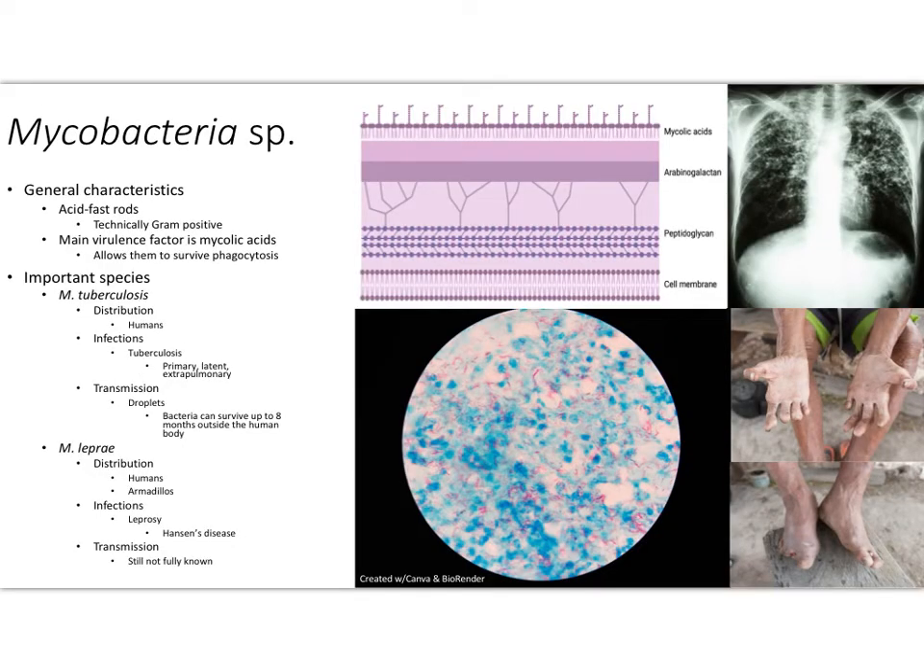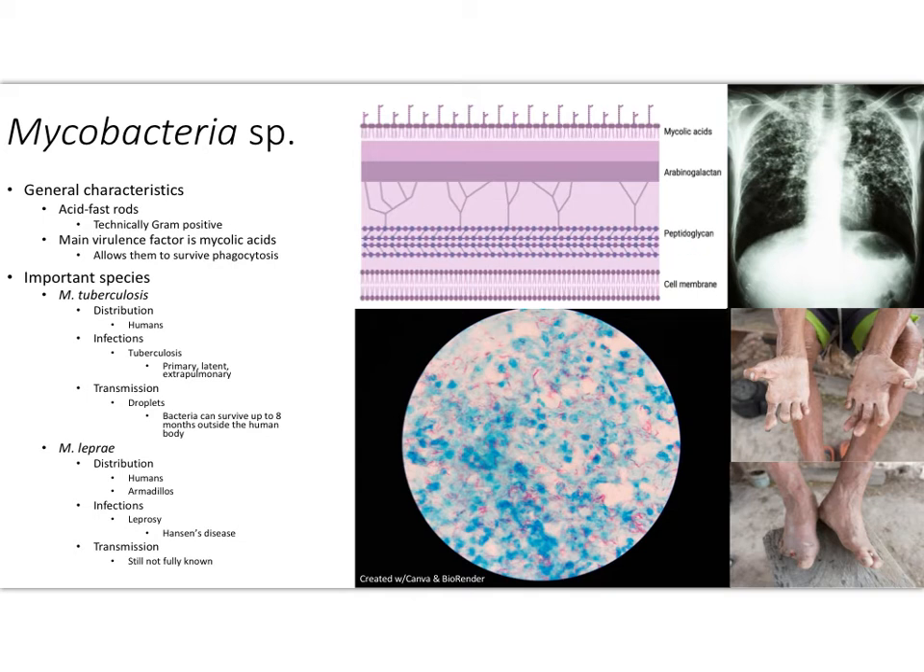We are moving on from our gram-positive spore-forming rods and talking about a couple of bacteria called mycobacteria. So mycobacteria are what we call acid-fast rods. Now these are technically gram-positive, meaning they have a relatively thick layer of peptidoglycan that covers a cell membrane. However, they also have mycolic acids, which are types of lipids that are very sticky and very waxy, and they kind of cover this layer of peptidoglycan.